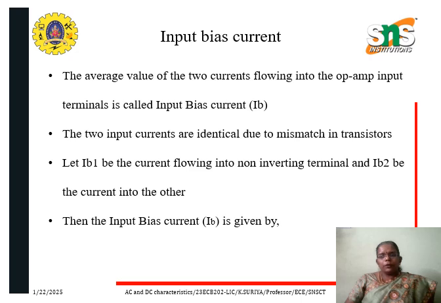First, we'll see about input bias current. The average value of the two currents flowing into the op amp input terminals is called the input bias current, which is given by IB. The two input currents are not identical due to mismatch in the transistors. Let IB1 be the current flowing into the non-inverting terminal and IB2 be the current flowing into the other terminal. Then the input bias current is given by IB is equal to (IB1 plus IB2) by 2.